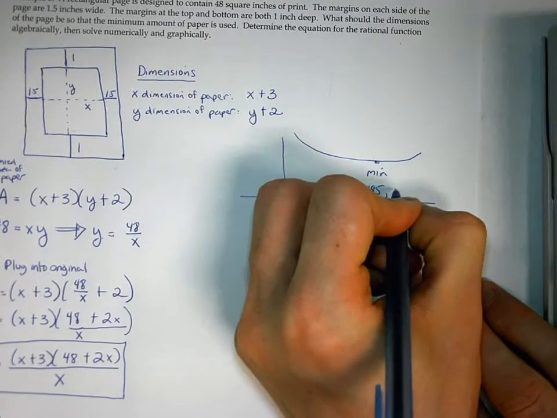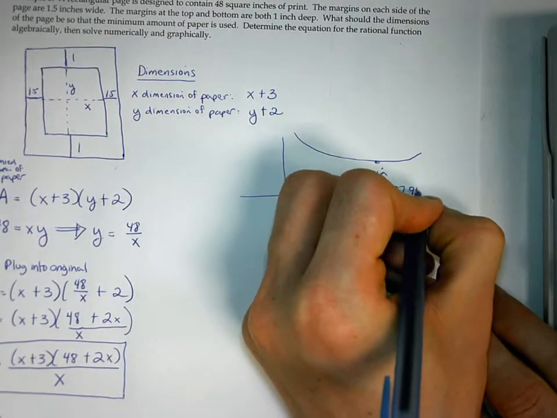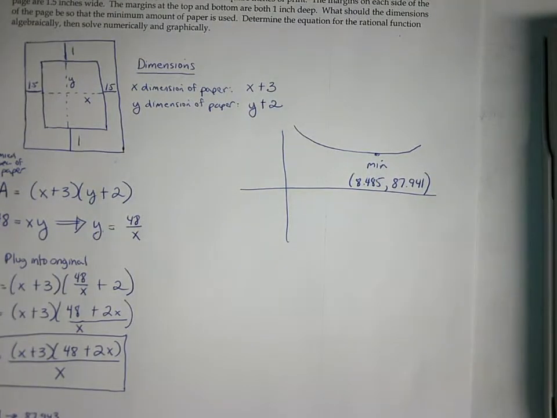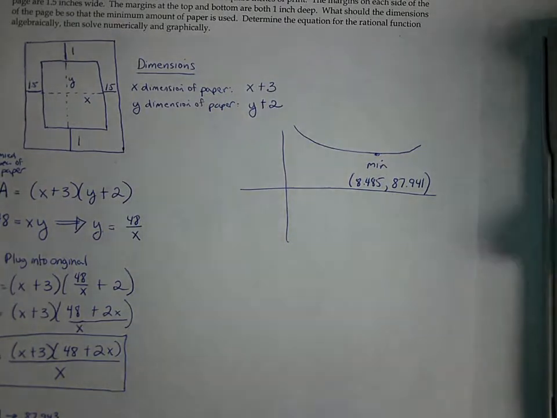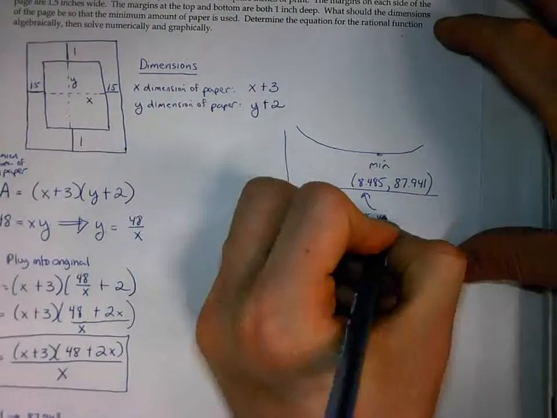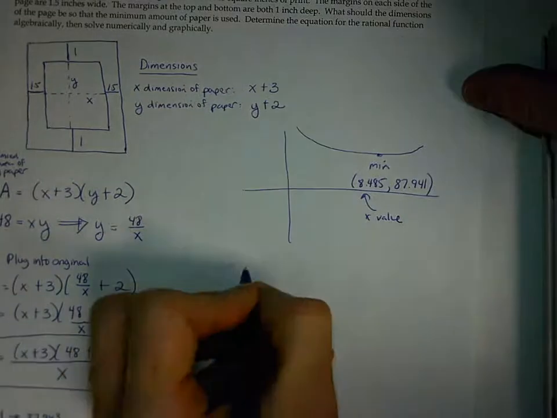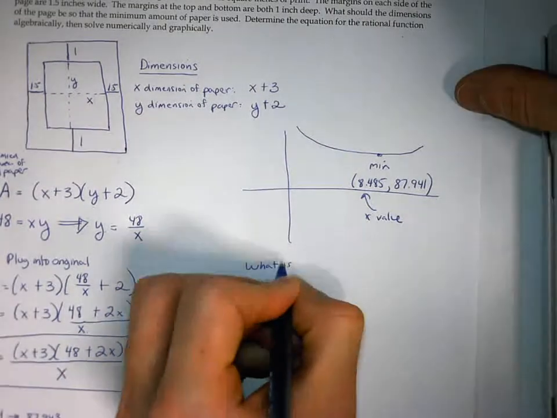So I'm going to do a little graphical approach here, that if I were to draw this picture out, the minimum is going to occur at 8.485 and 87.941. Now that really doesn't give us the whole picture yet. We want to know what the x and the y values are. So this right here is our x value. What is the y value?